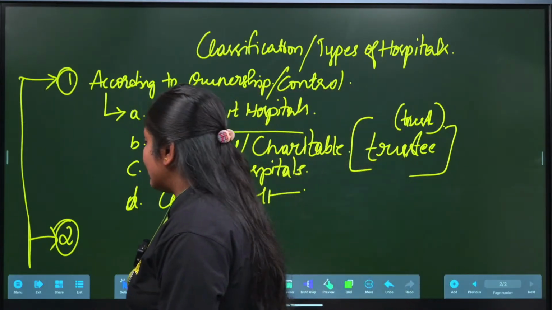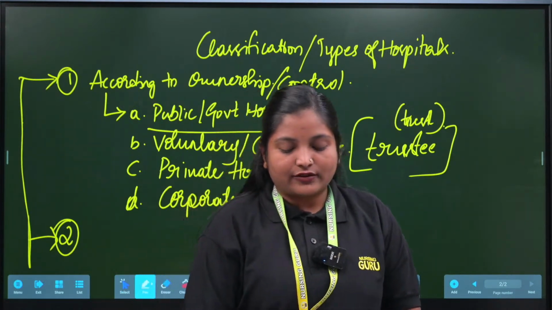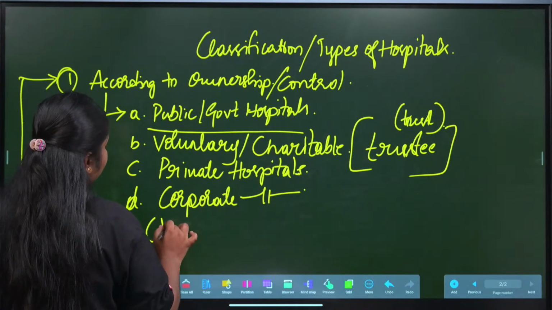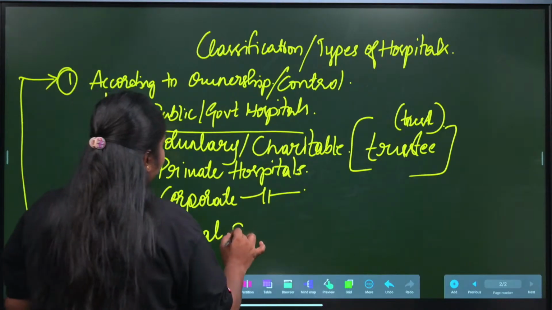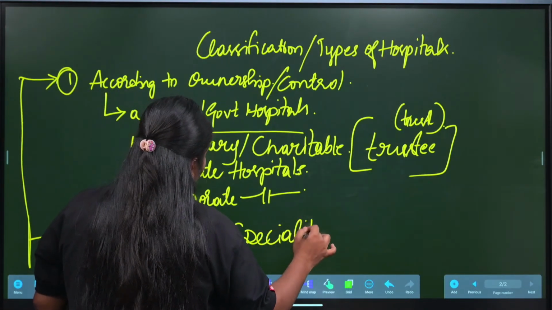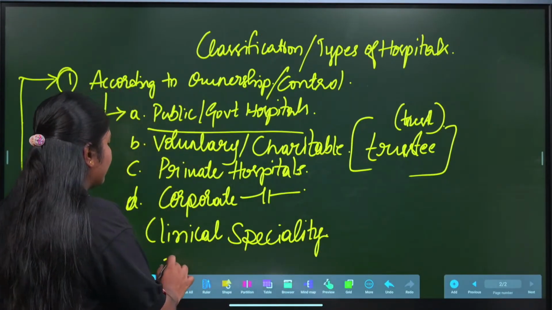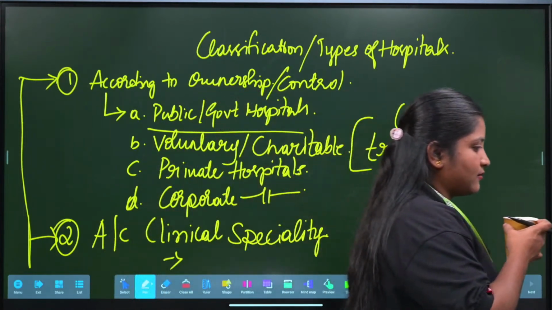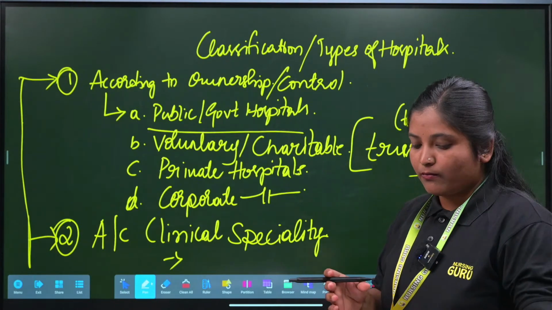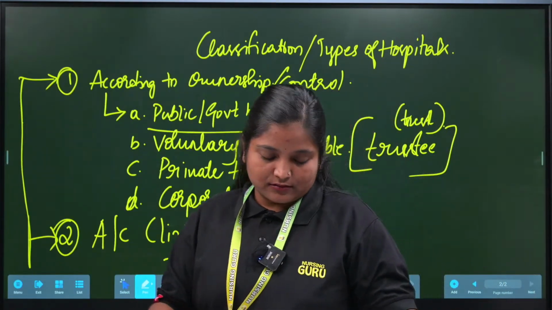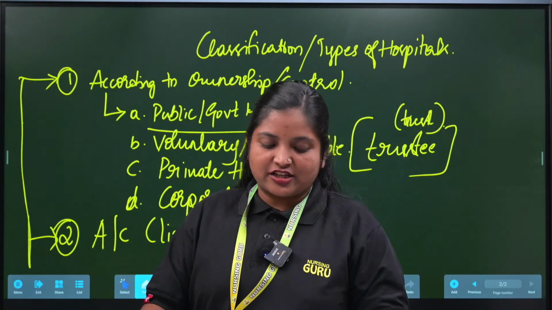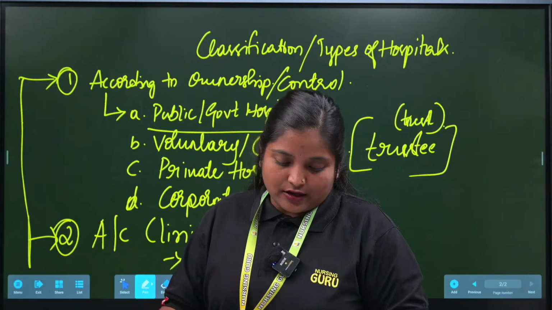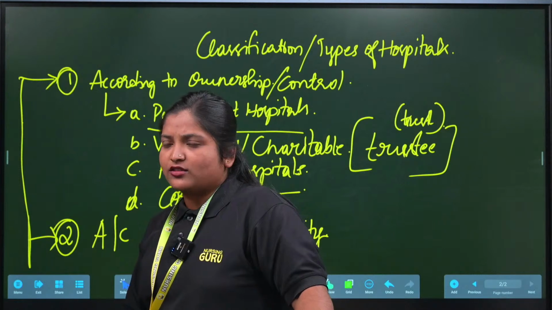Next we move towards the second classification, according to clinical speciality. A lot of specialities are there. According to the clinical specialties, patients are treated for those diseases for which the hospital has been set up, such as maternity, tuberculosis, child health care, leprosy hospitals, cancer hospitals, and cardiac disease related hospitals.